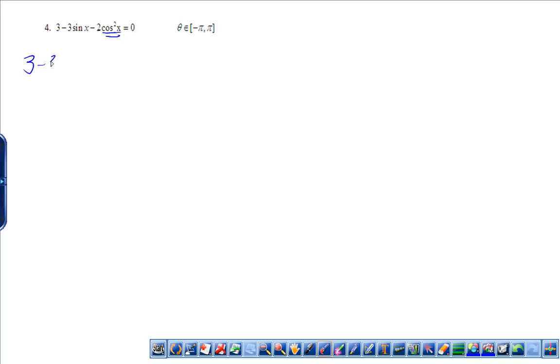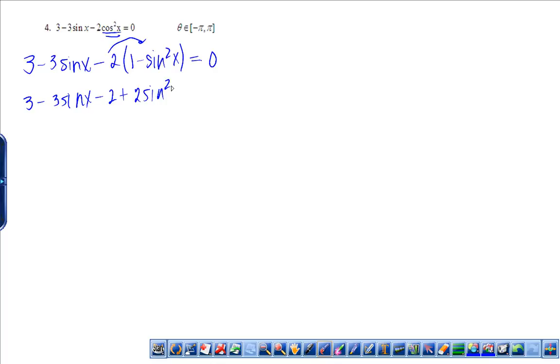So 3 minus 3 sine x minus 2, and I'm going to replace that cosine squared with 1 minus sine squared. And I'm just trying to get it to where I can work it. So I'm going to distribute this. So this is 3 minus 3 sine x minus, actually, that's going to be minus 2. And this is going to be a plus 2 sine squared.